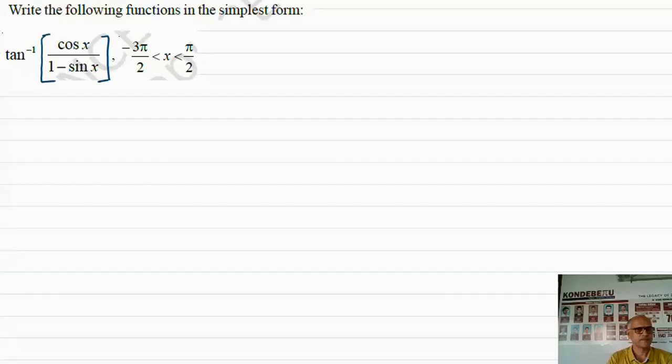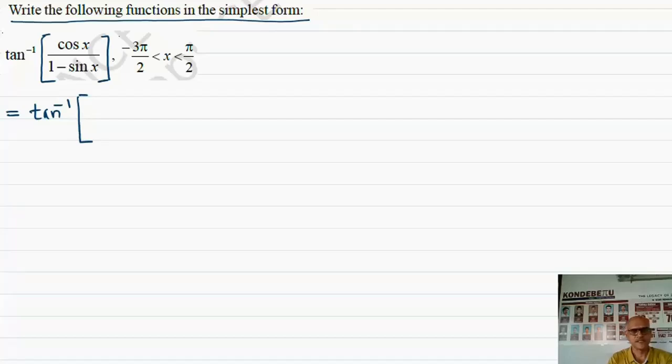So next problem, continuing with our problems. Second type, you are required to write the following functions in simplest form. To solve these problems, you should know the formulas of multiple and half angles. If I take this first one, tan inverse of cos x by 1 minus sin x, you are required to apply half angle formulas inside this bracket.